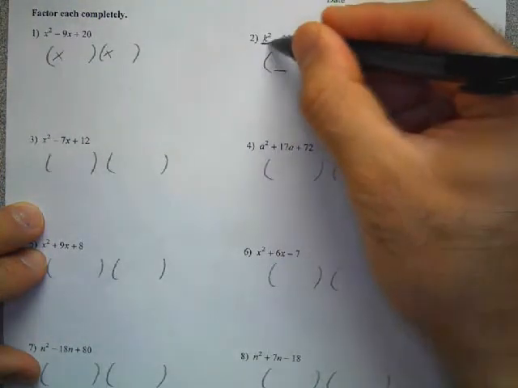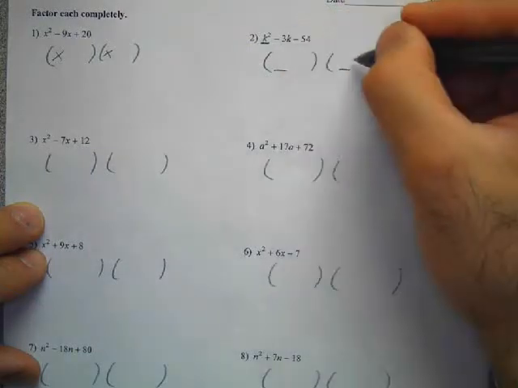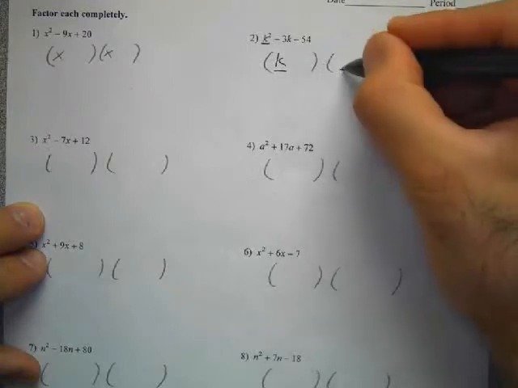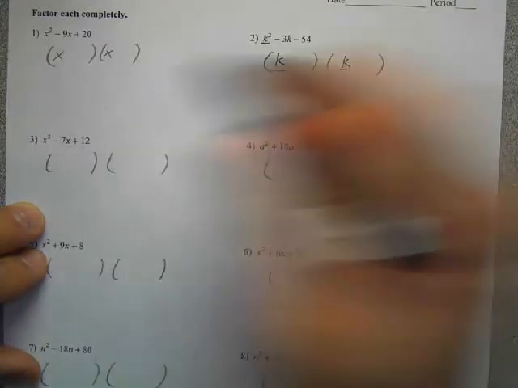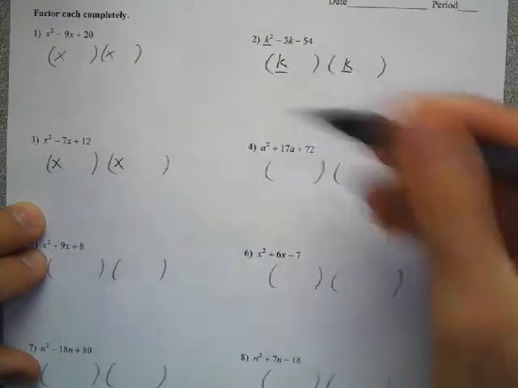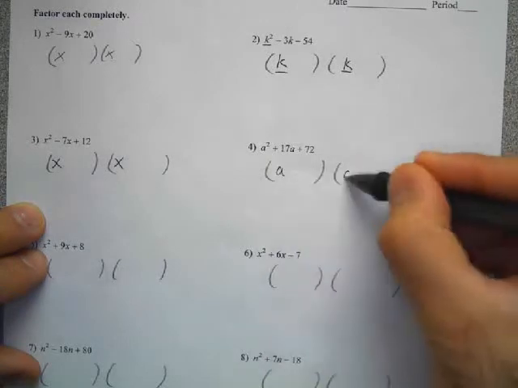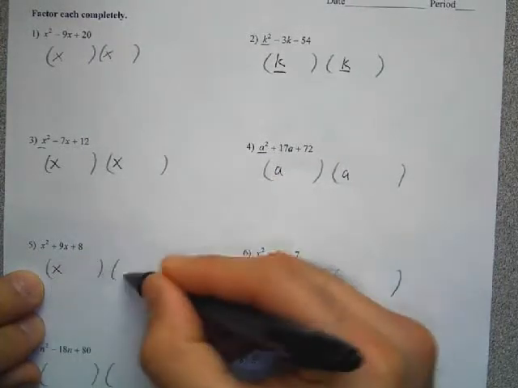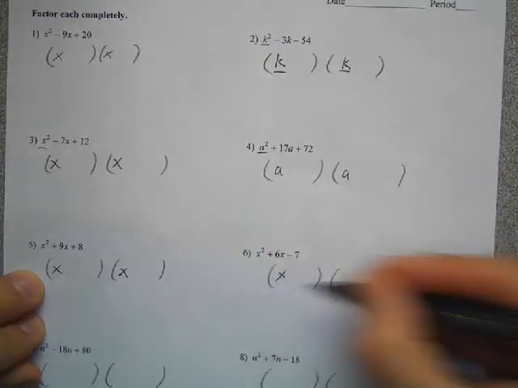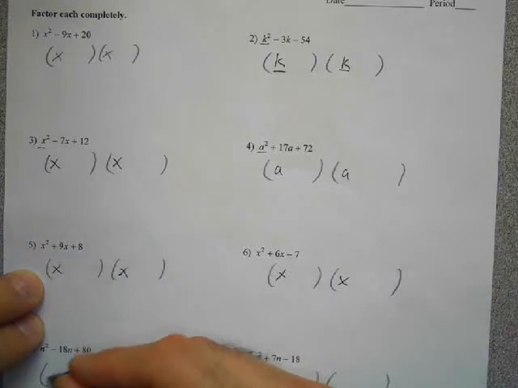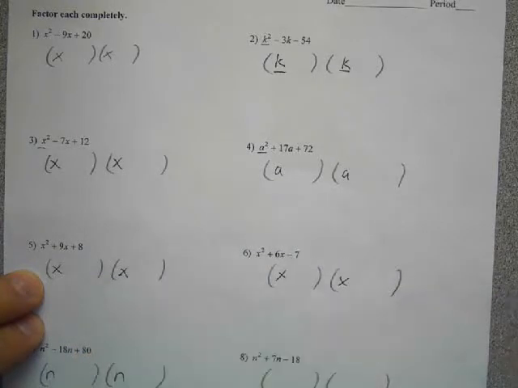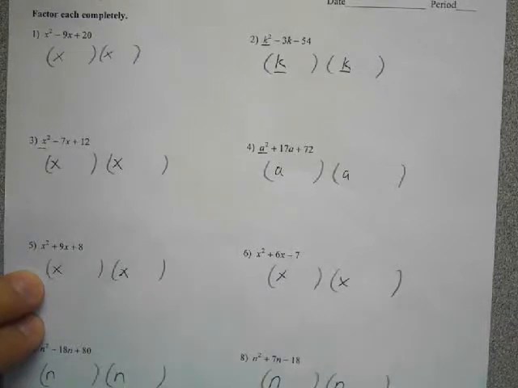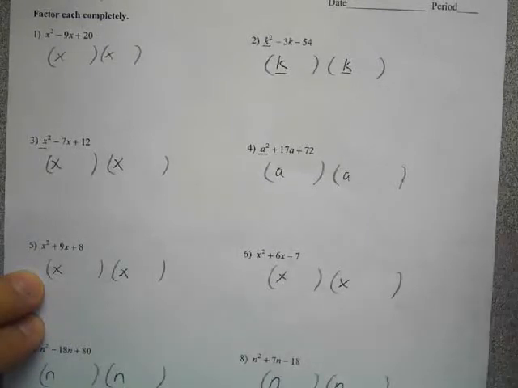What times what gives me k squared? Well, k times k. So that's going to be for every single problem. The first 2 spots come from this first term right here. X times x gives me x squared. N times n gives me n squared. So that's going to be my first thing I'm going to want to do when I'm setting these up.